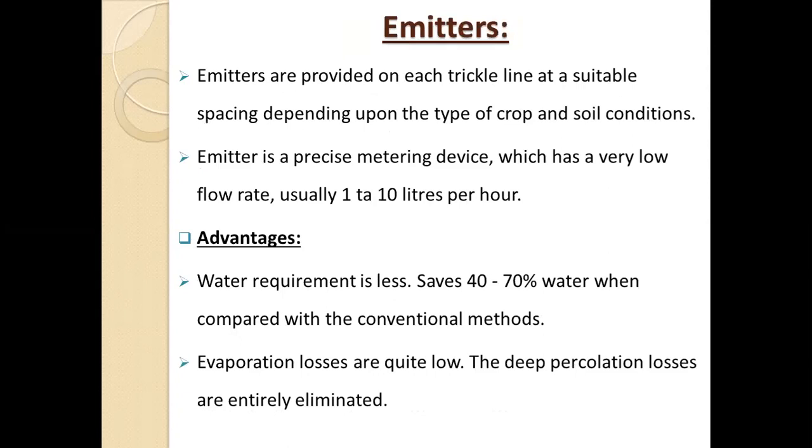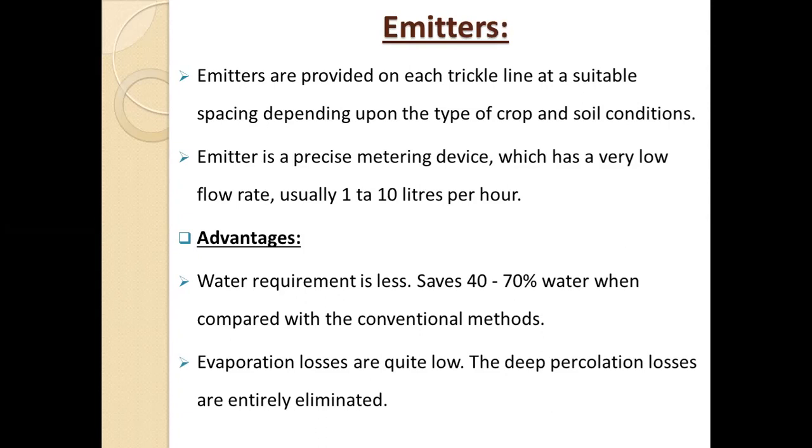Next is the emitter. Emitters are provided on each trickle line at a suitable spacing, which mainly depends on the type of crop and soil condition. This emitter has a very low flow rate, usually 1 to 10 liters per hour, right. So the advantages are that the water requirement is less, say 40 to 70% of water compared with all conventional methods. Evaporation losses are quite low.